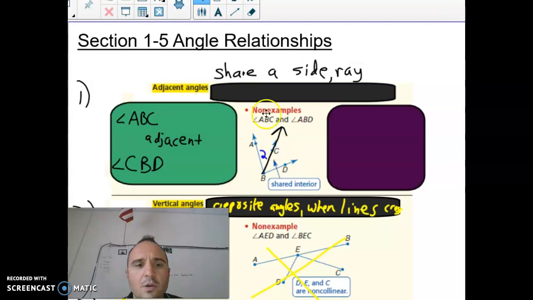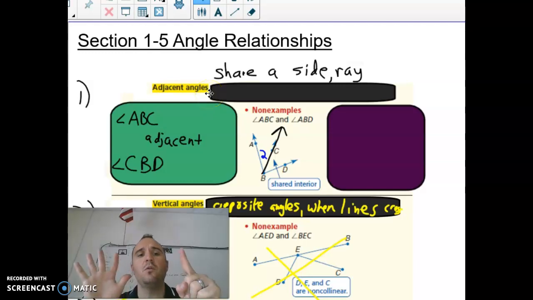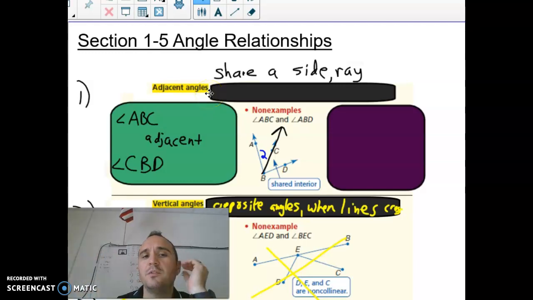Hi guys, I'm going to go over section 1.5, angle relationships. There are 6 terms to go over. The first term is called adjacent angle. Adjacent angles share a side or a ray.